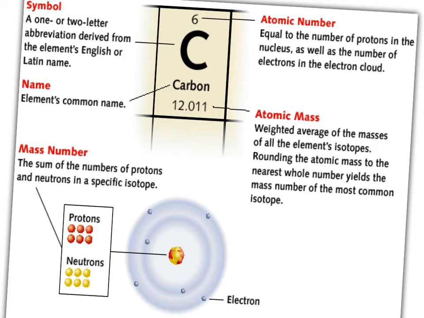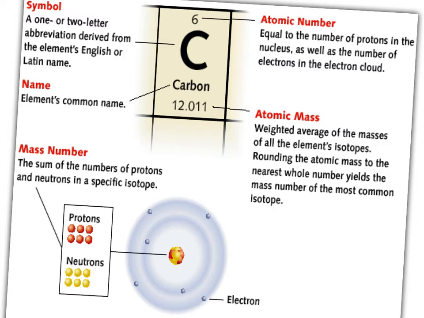The symbol is a 1 or 2 letter abbreviation. The name is the same in any language. The numbers are going to be the same in any language, although they can be written differently if you have a Chinese or Japanese or another country's periodic table. But the atomic number is the whole number generally given at the top of the square, and it's equal to the number of protons in the nucleus. And since the atom has to be neutral, it's also equal to the number of electrons in the electron cloud.